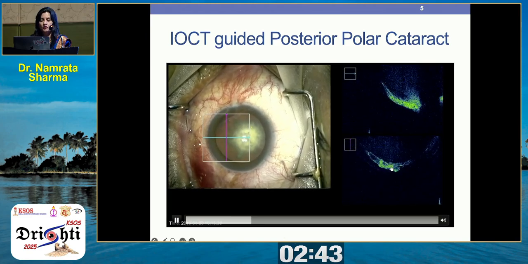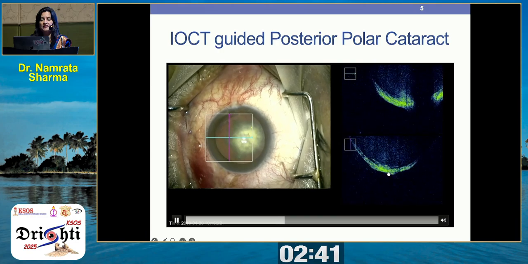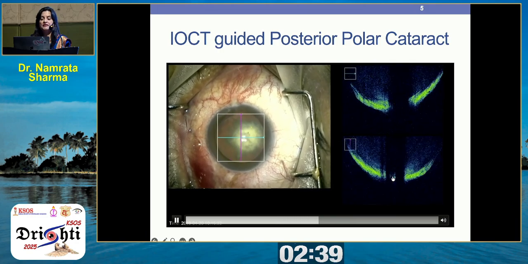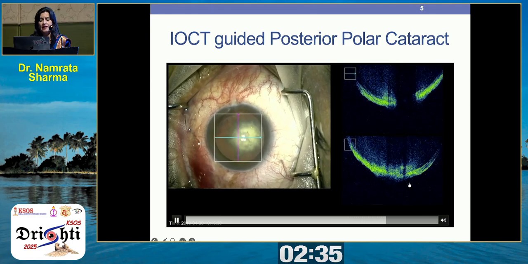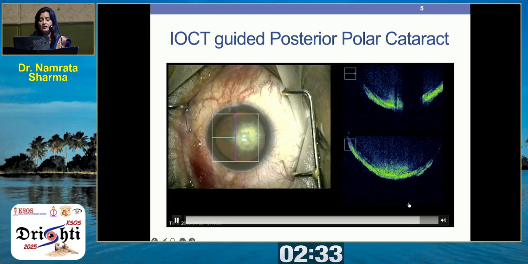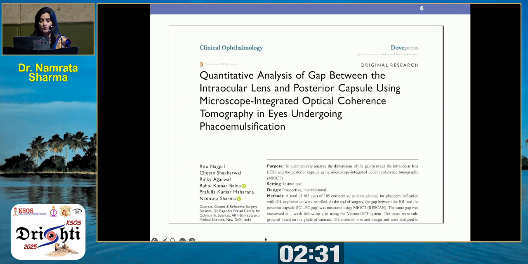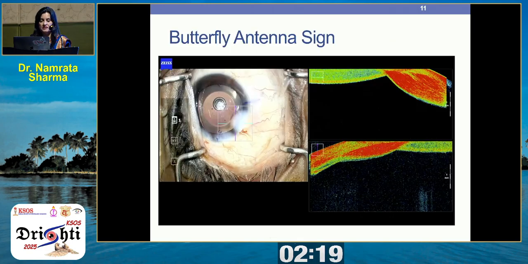Now here, notice that this is already looking irregular, ragged, moth-eaten appearance, and there is a PC defect there. So it helps you to plan the surgery right on the table and to change your plan accordingly if you have intraop OCT microscope. We did do the study on looking at the gap, and we found that it varies with the type of the lens, and it has connotations as far as the best corrected visual acuity is concerned.